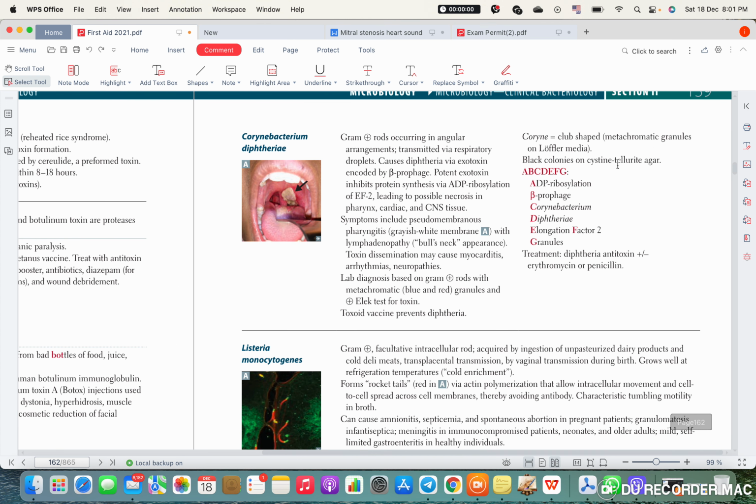So let's speak about Corynebacterium diphtheriae. So Corynebacterium diphtheriae, are there so many cases right now, or is it kind of rare?